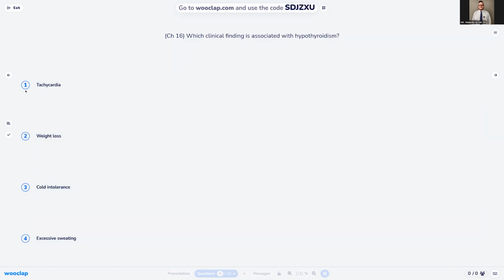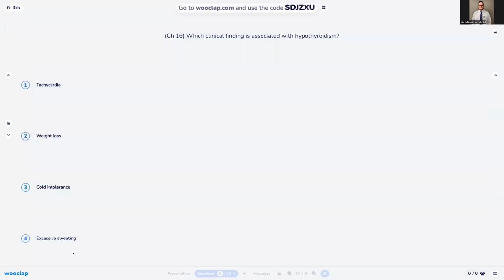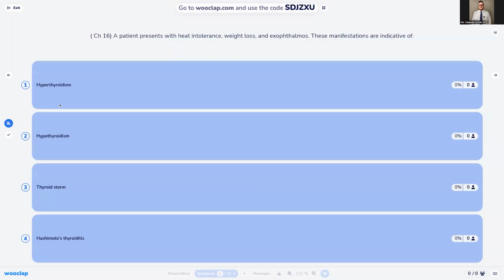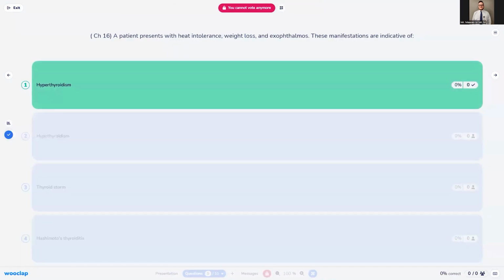If you said cold intolerance, you're right. Tachycardia, weight loss, excessive sweating, heat intolerance: these are all hyperthyroidism. A patient came in with heat intolerance, weight loss, and exophthalmos, bulging eyes. The manifestations are indicative of, yeah, hyperthyroidism.